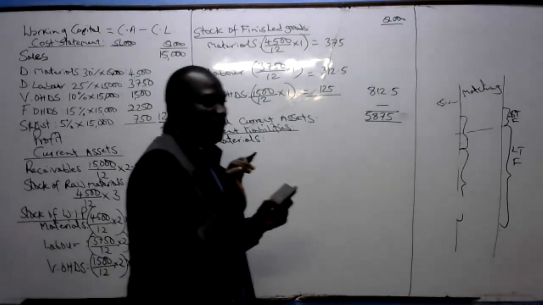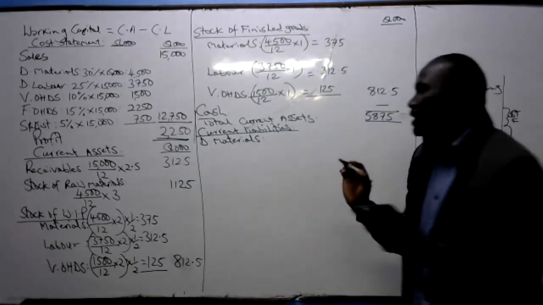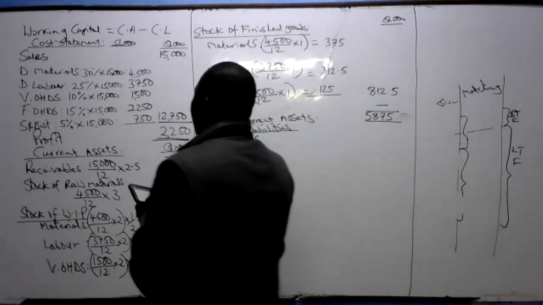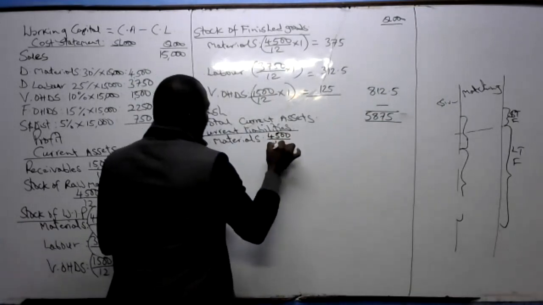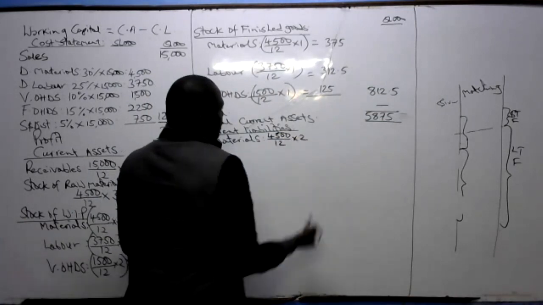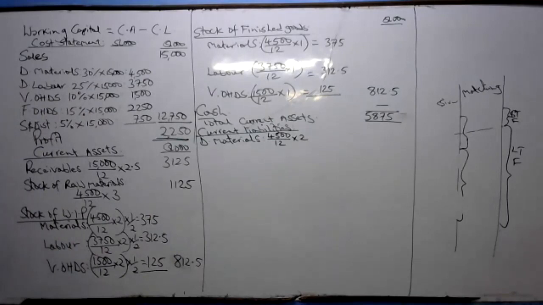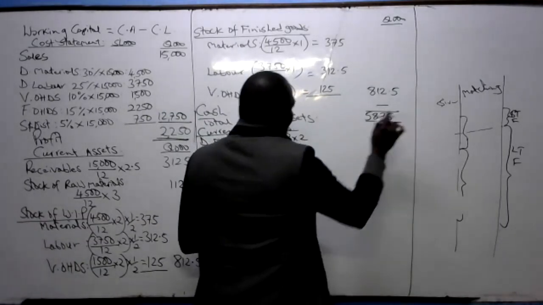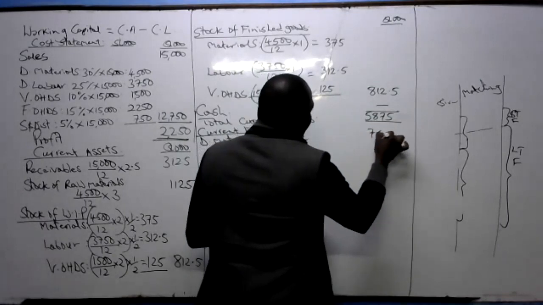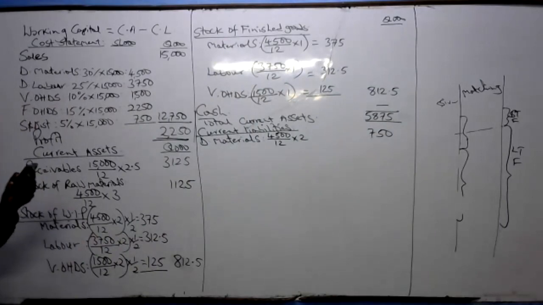How long does it take for us to pay the suppliers? 2 months. Can we get the materials for 2 months? For 500 divided by what? Divided by 12 times what? Times the 2 months. Giving us 750. That is for direct materials.